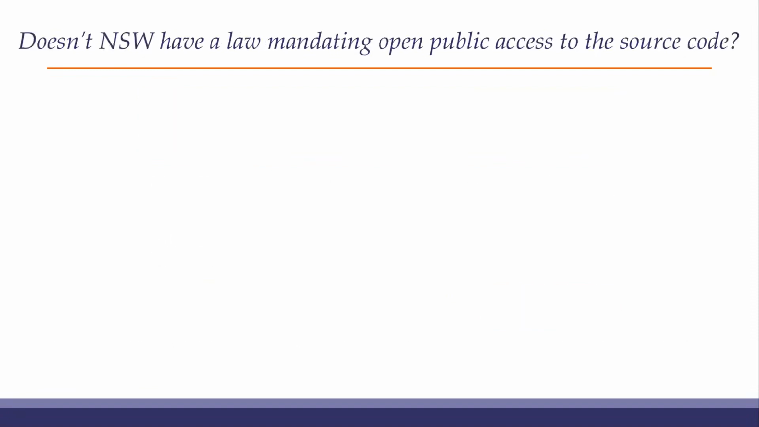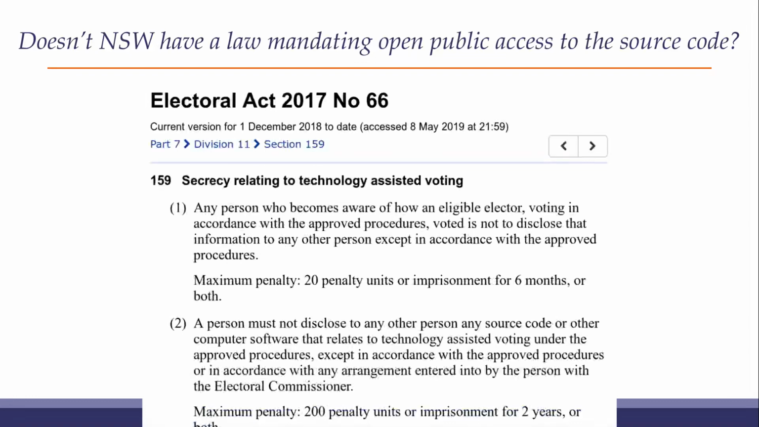But wait. How did it get to this point without some kind of genuine independent review? Surely New South Wales must have some regulations like the Swiss do, mandating open public access to the source code for something as critically important as an election? No. Actually, New South Wales has a law that makes it a crime to disclose the source code to any other person except by asking the authorities first. So you can go to jail for 2 years just for telling other citizens how their electoral system works.